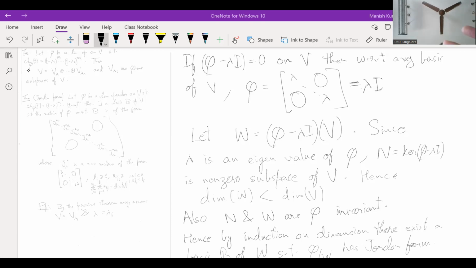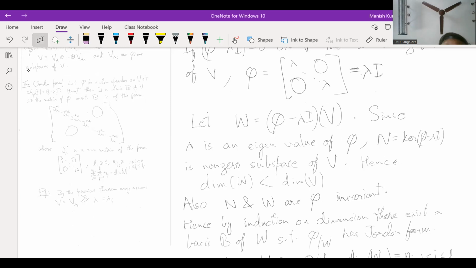First of all, W is a phi invariant subspace, because W is the image of phi minus lambda I on V. If I apply phi, then again I can move phi to the other side, like we did earlier. So W is again a phi invariant subspace: phi of any element of W is again in W.